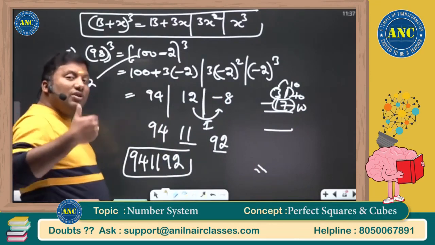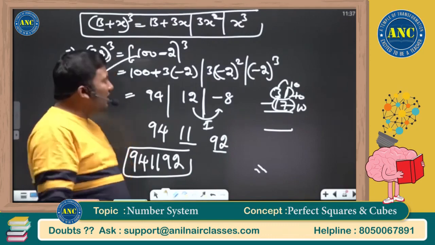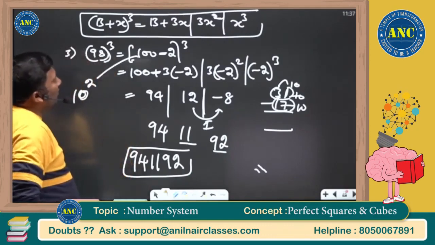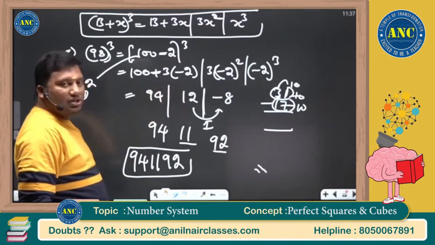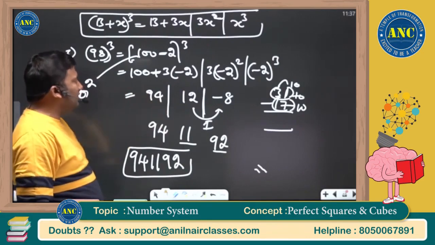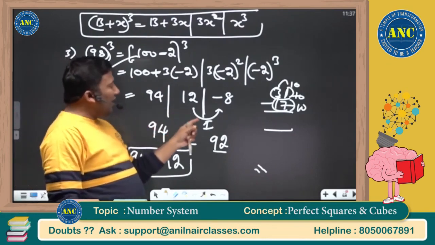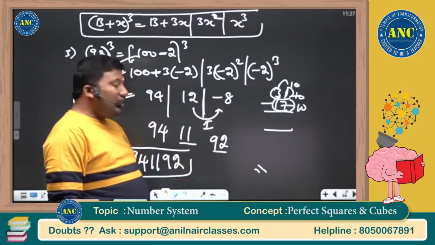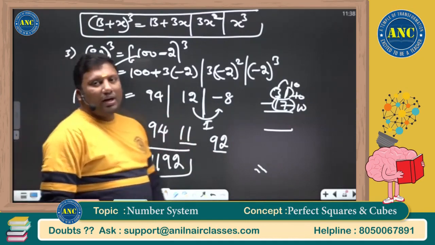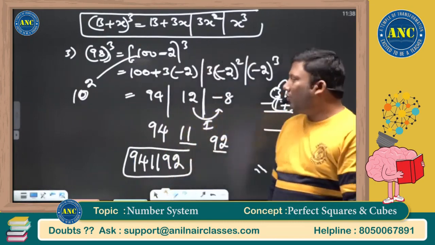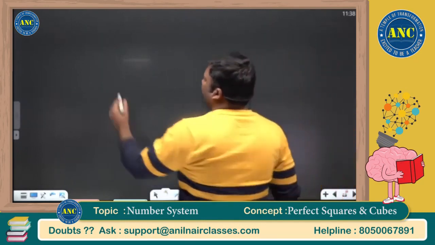We did the numbers which are just greater than 10 power k. Third example is the numbers just less than 10 power k. 98 cube, 100 minus 2 power 3, b plus 3x, 3x square and x cube: 94, 12 and minus 8. If I cube a positive number, I will not get a negative number, so I took a carry. Carry 1 on 100. 100 minus 8 is 92. 12 minus 1 is 11. It is 94, 11, 92: 941192. I hope this concept is clear. Let me take one more question.